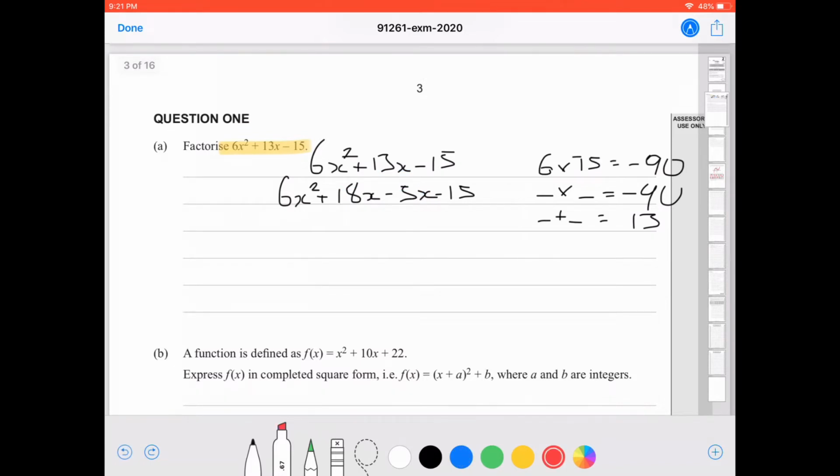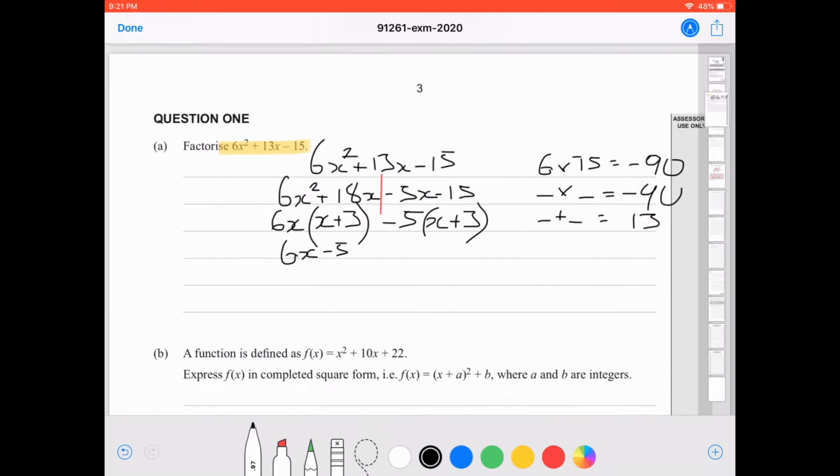Okay, now we split the quadratic into two halves. Factorize the left-hand side. 6x is a common factor, and then x plus 3 inside the brackets, and then minus 5 is a common factor, and x plus 3. You know you're on the right track when these two sets of brackets are the same. So we've got 6x minus 5 times x plus 3, and that is our factorized form.